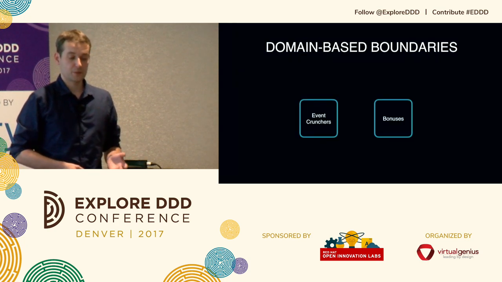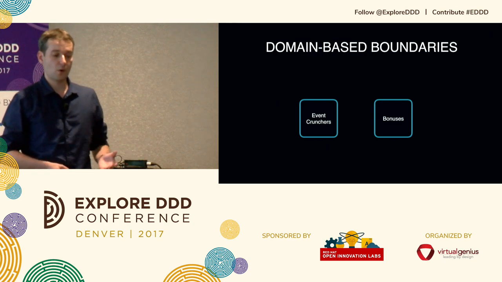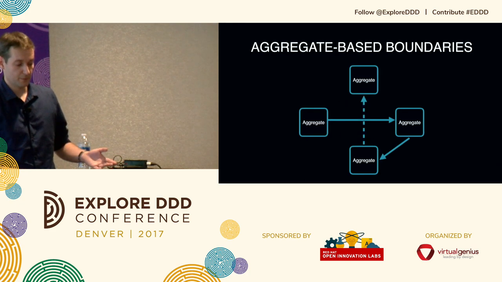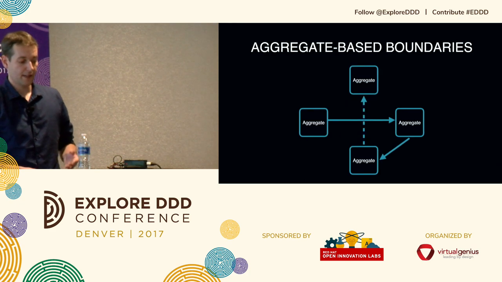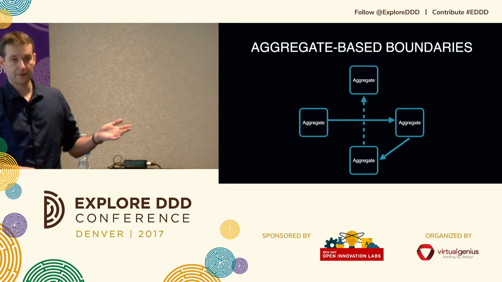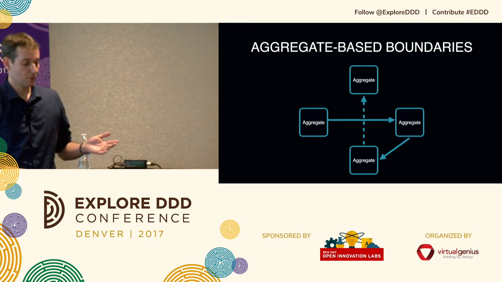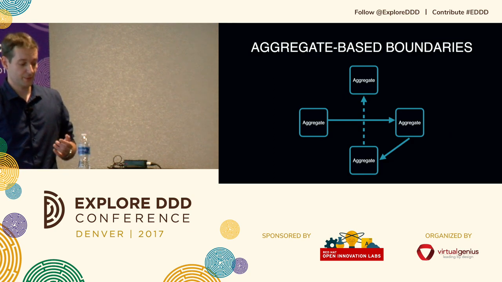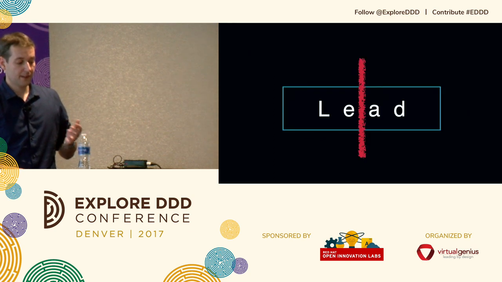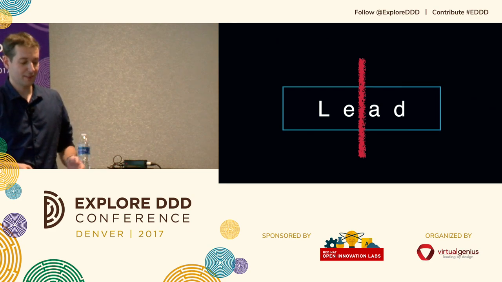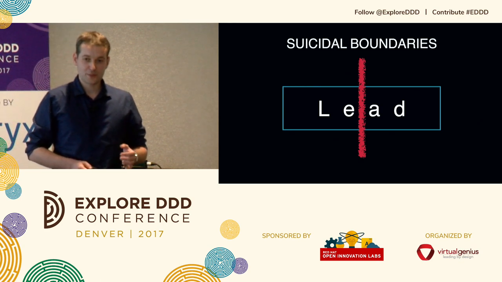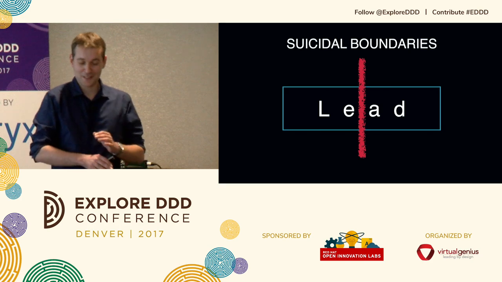Next, we tried domain-based boundaries. Most of our business domains were implemented in their own bounded contexts, for example, crunchers and bonuses. We also tried dedicating a bounded context for a single aggregate. This approach didn't work in the marketing hub context, but it did work in other scenarios. And finally, I also showed you how we dissected an aggregate into two distinct bounded contexts. This decomposition strategy can be called suicidal boundaries. Don't ever try this at home.